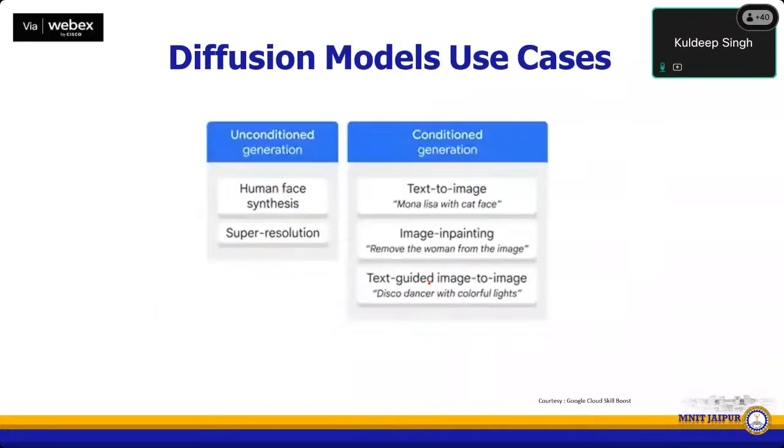There are certain use cases of diffusion models like unconditioned generation of data, maybe synthesis of human faces, super resolution of images, or conditioned generation. Conditioned generation means giving a prompt, and with that we can generate new data like text to image. One of the examples given here is Mona Lisa with a cat face, and then image inpainting, removing the woman from a particular image or removing a particular object from the image, or maybe text guided image to image like disco dancer with colorful lights. That's quite funny.